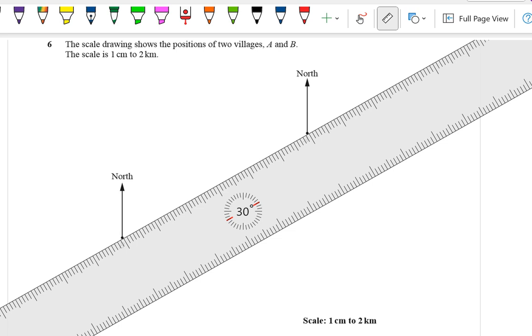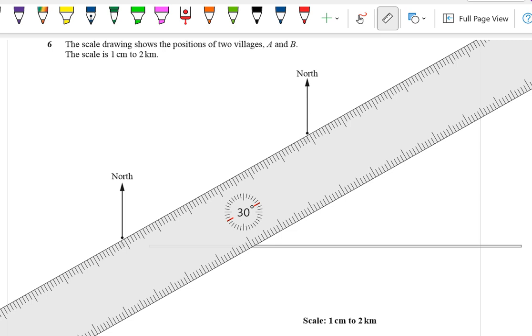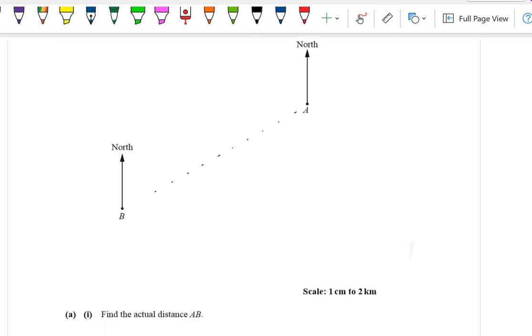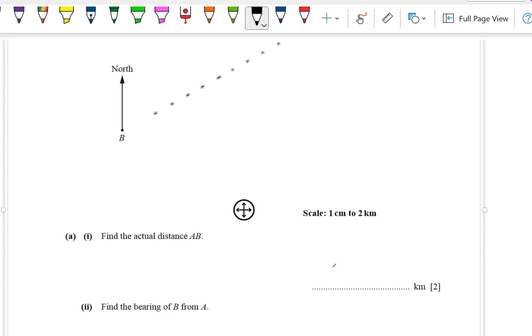So for these type of questions, first you need to measure and then convert to the actual value. So this is 1, 2, 3, 4, 5, 6, 7, 8, 9, 10, 11, 12 centimeters. So answer should be 24 kilometers.